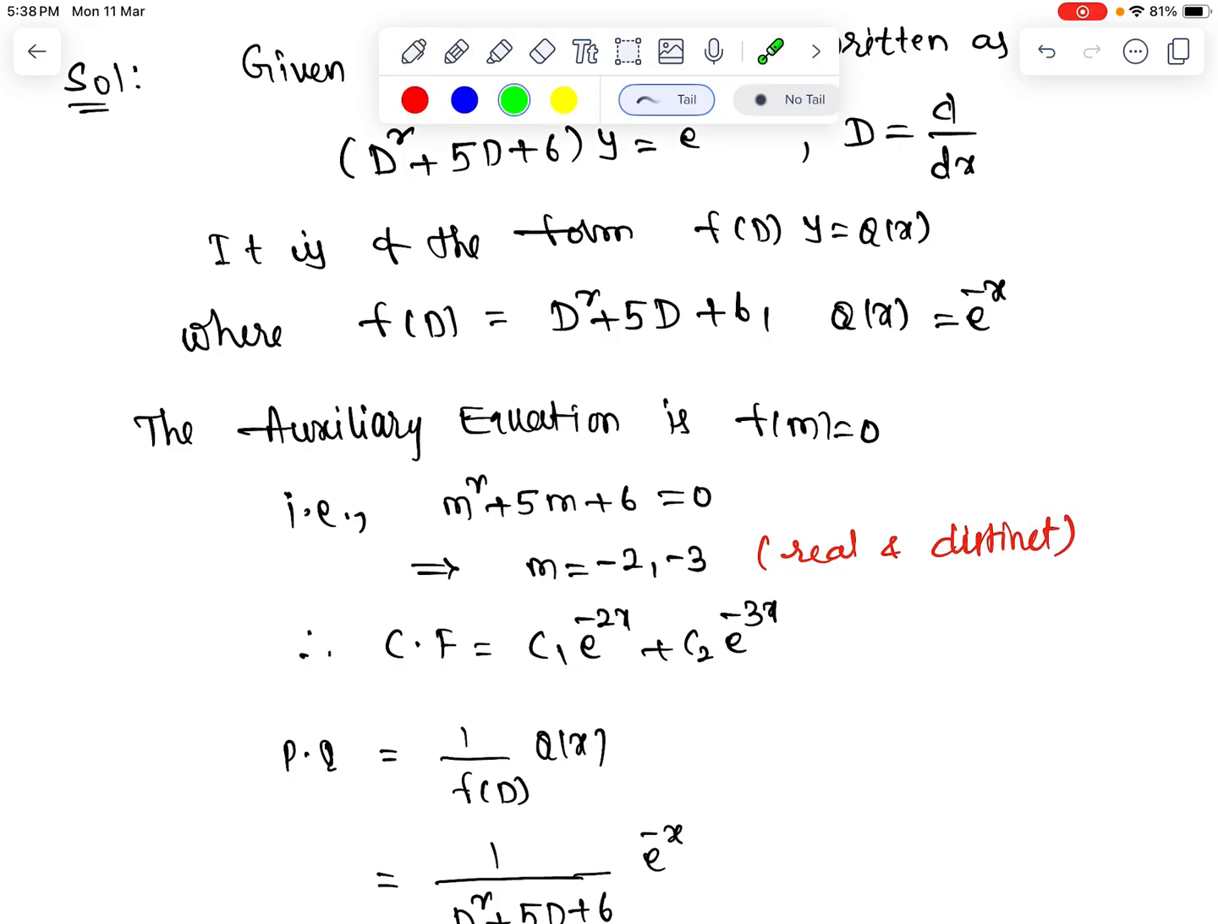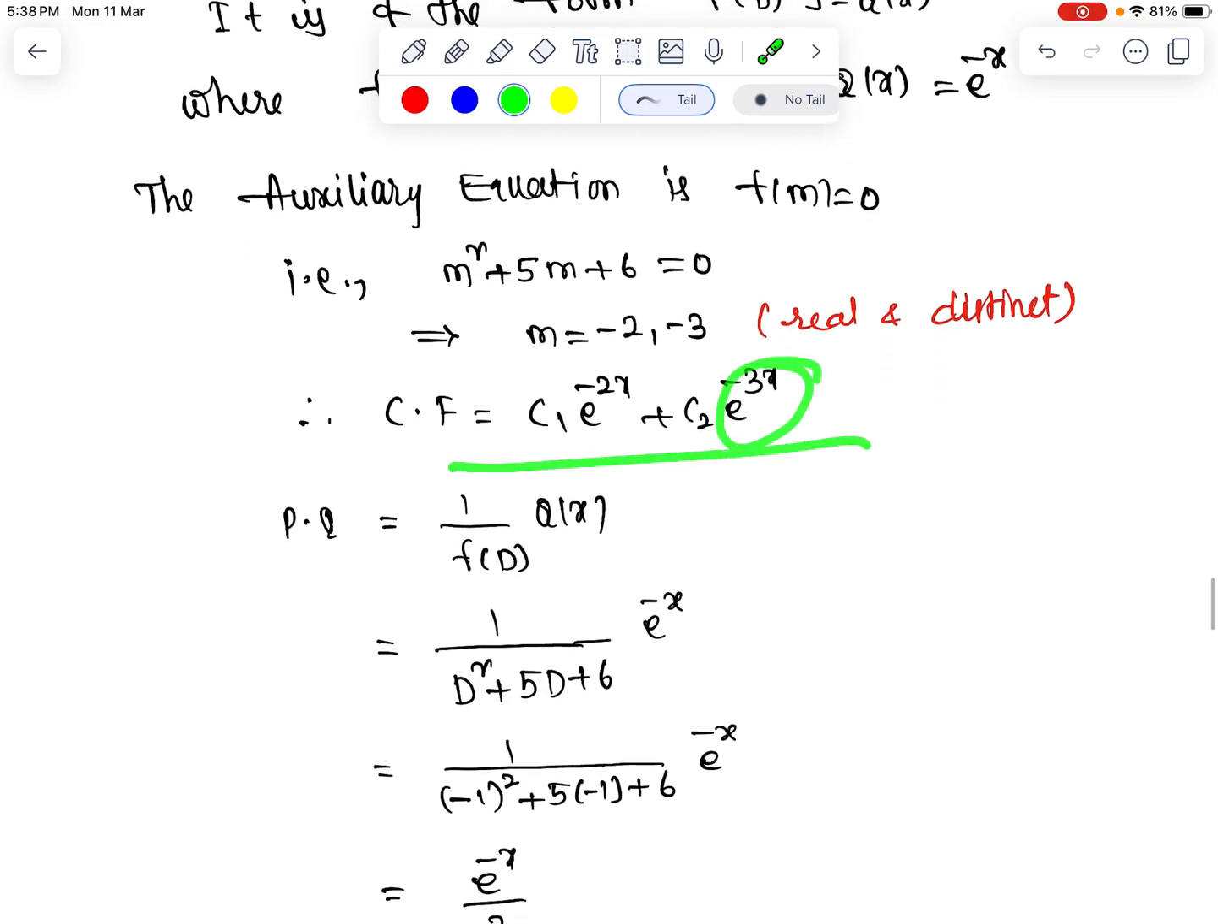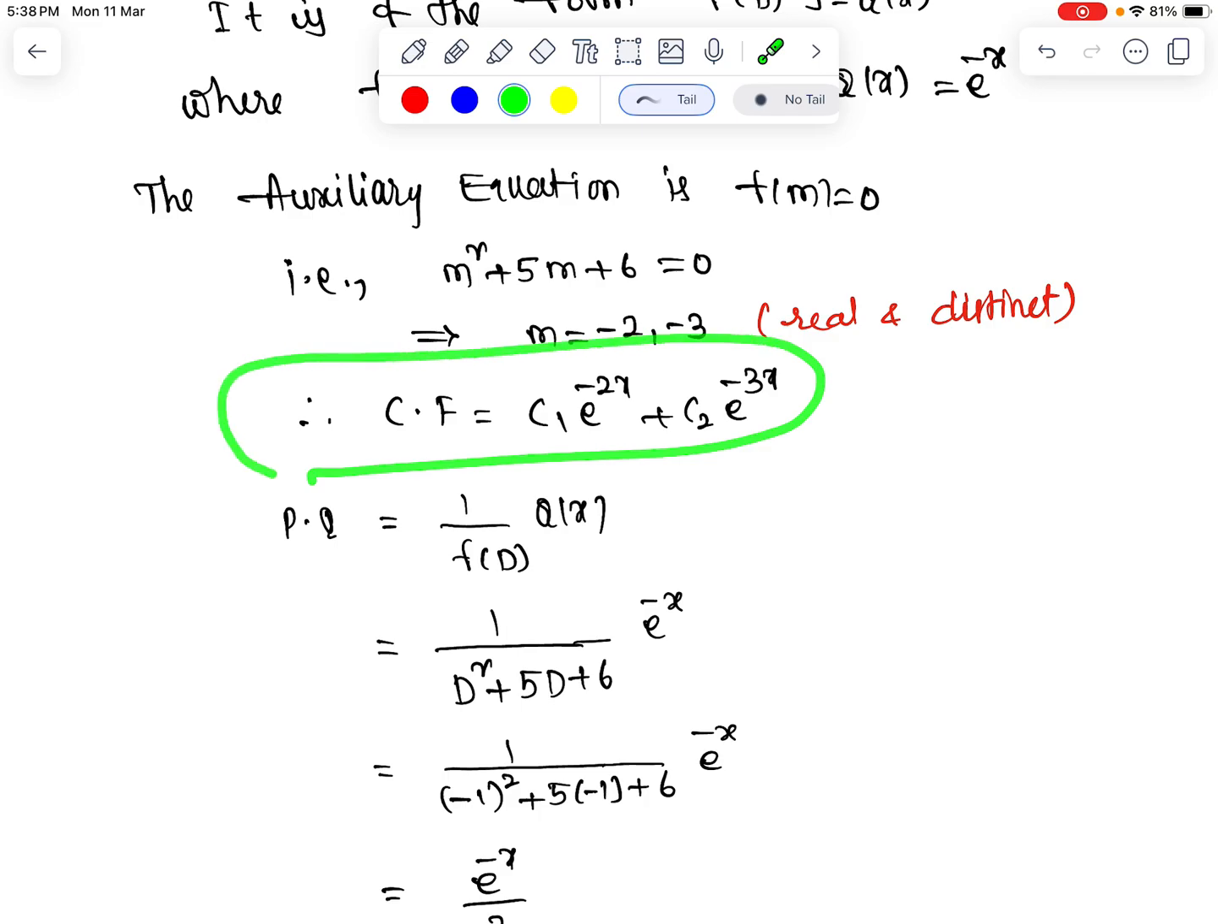Next, if we get real and distinct roots, then you know the general solution. What is the solution? c1 into e power minus 2x plus c2 into e power minus 3x, that is what you get. Here the complementary function is completed.